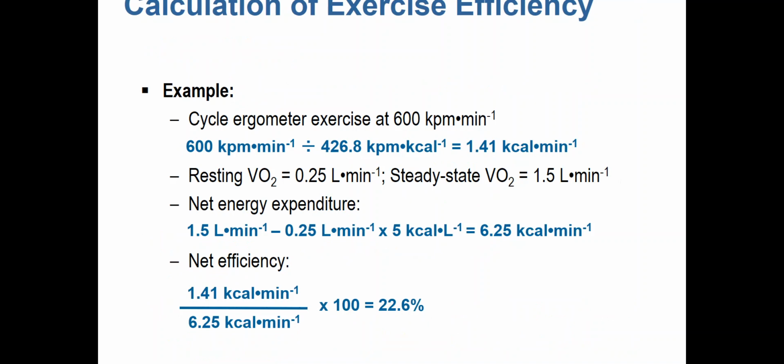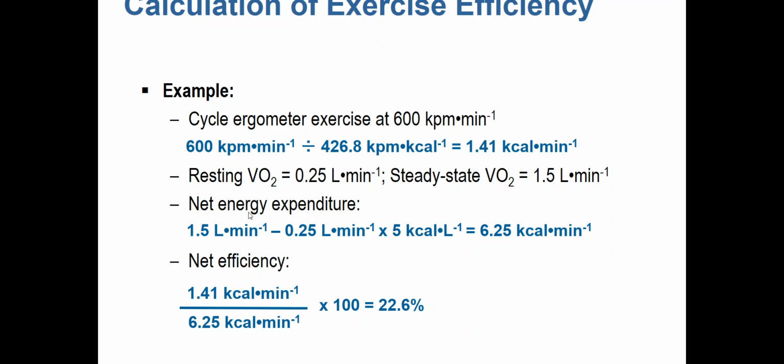Okay, and so here's an example, cycle ergometry of exercise. If the rate is 600 kiloponds per minute, then we divide that by 426. Again, that's determined to be another work rate, and in that case it's 1.41 kilocalories per minute. So this is the total work being performed in the activity.